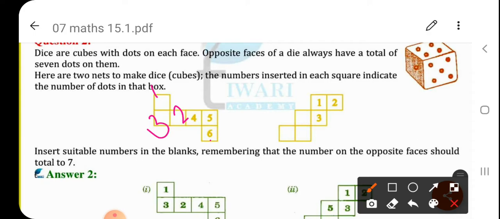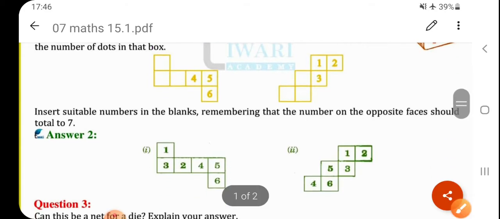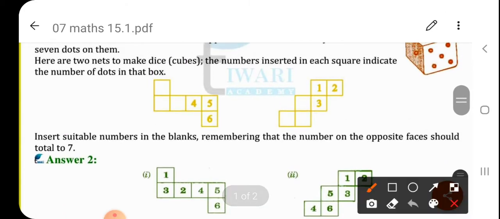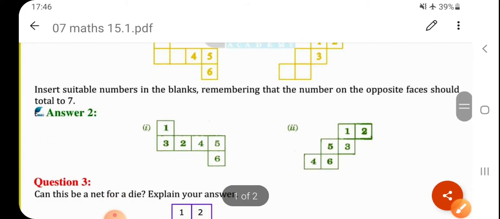Same way, here these two faces are opposite. So you have to remember this. So 4 plus 3, then 5 plus 2, and 1 plus 6. Okay.